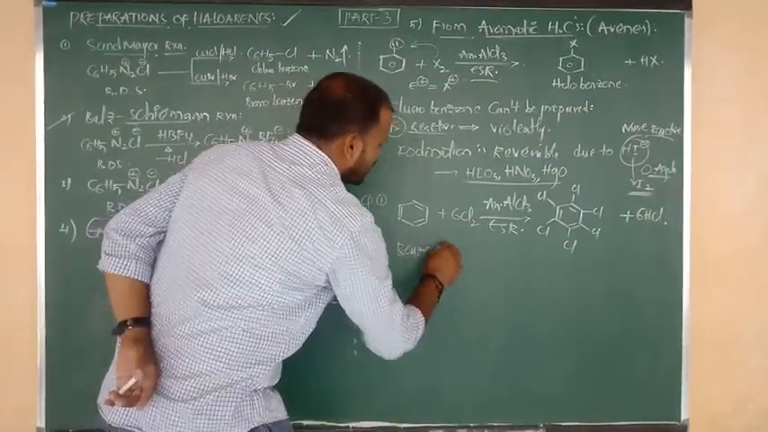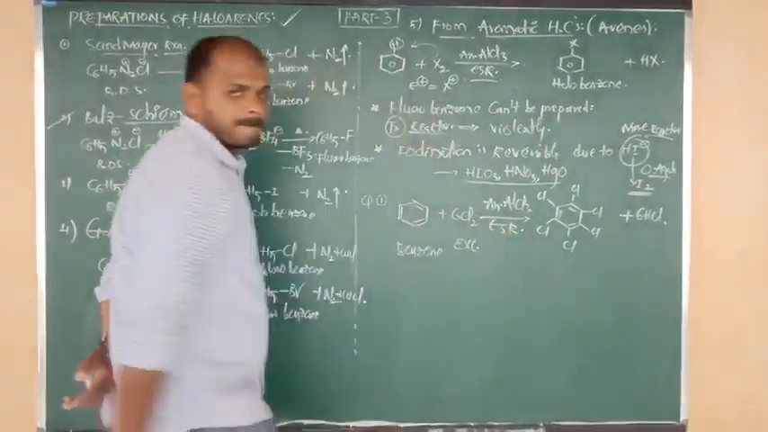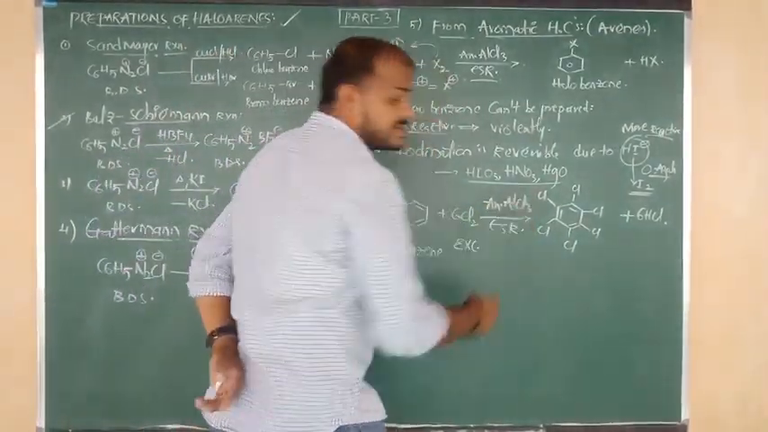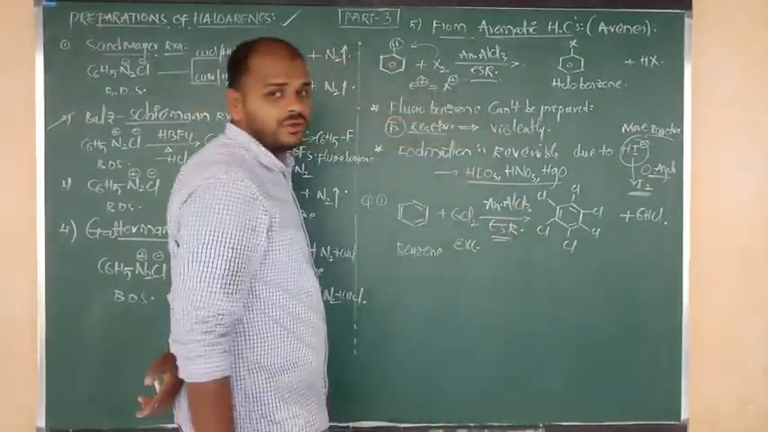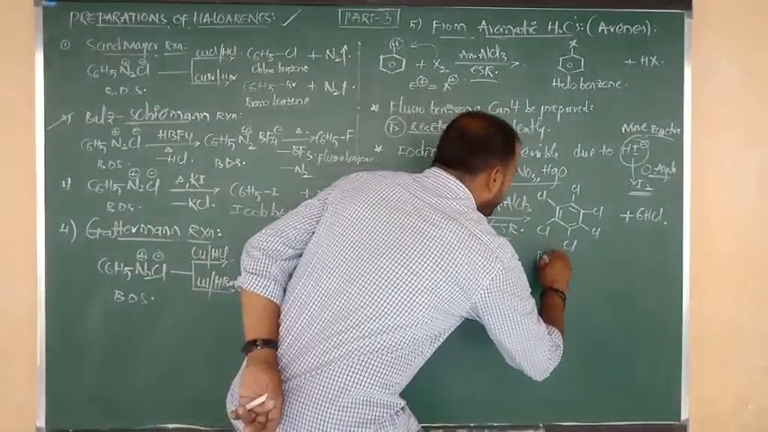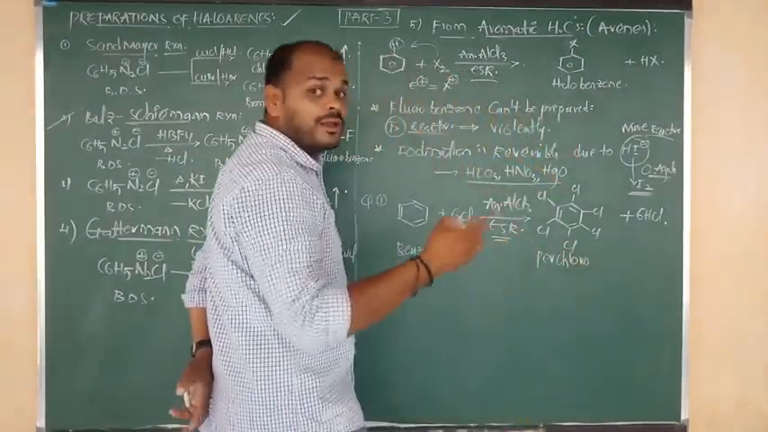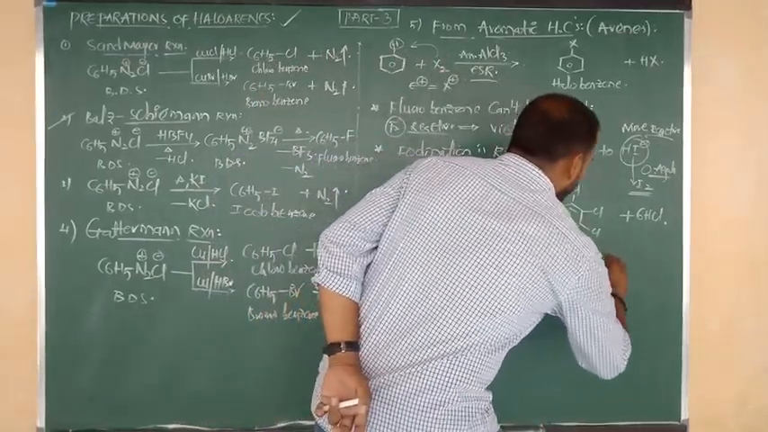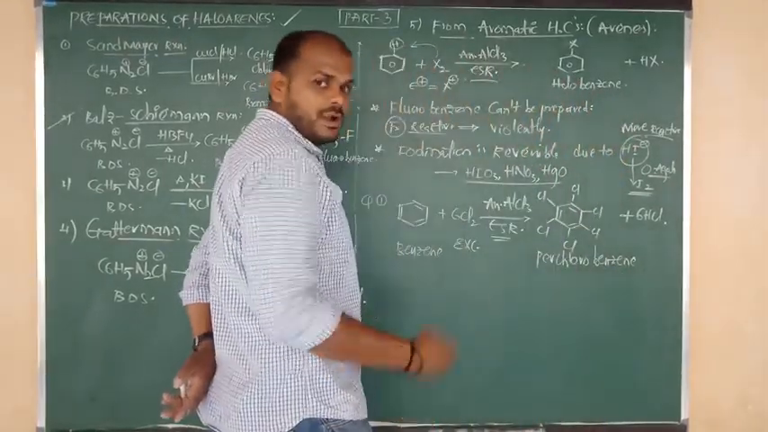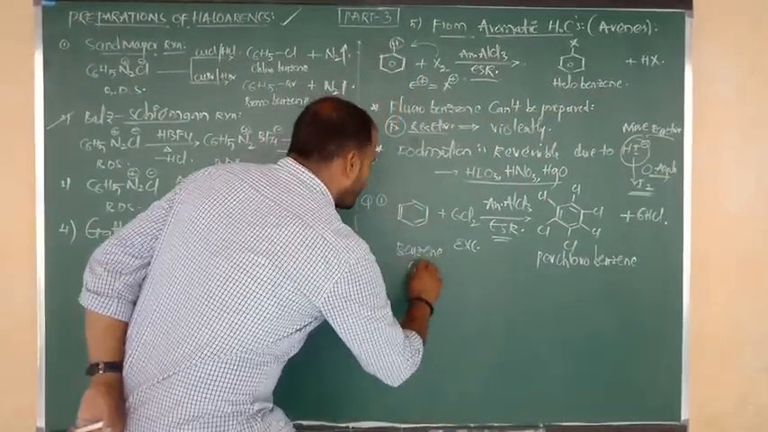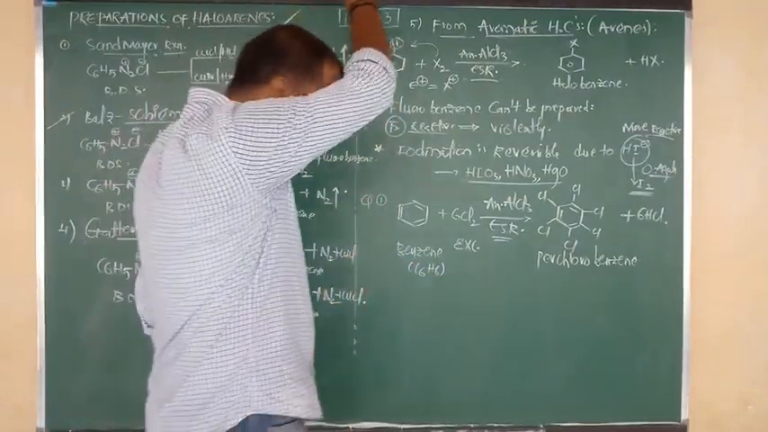Benzene on reaction with 6 moles of Cl2, that means excess of chlorine, in the presence of Lewis acid AlCl3. The reaction is electrophilic substitution. And here the product we are getting, try to remember the product name, is perchlorobenzene. Try to say the formula. What is the formula of benzene? C6H6.